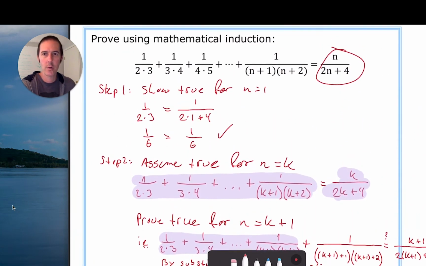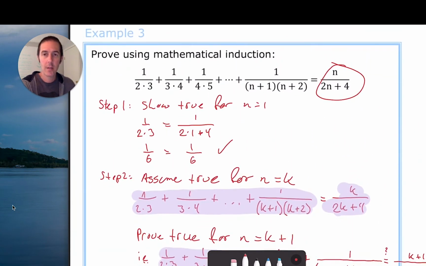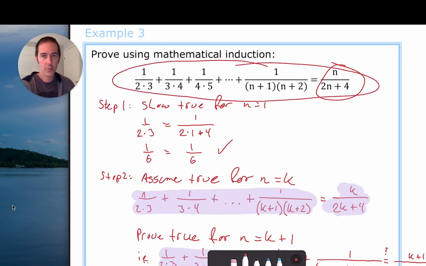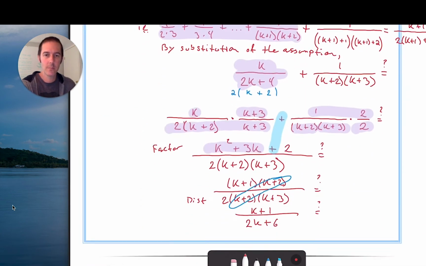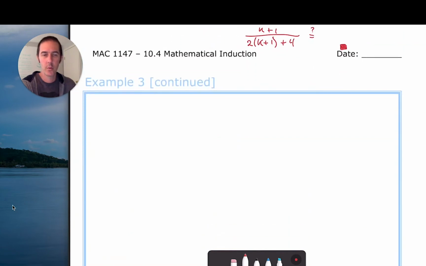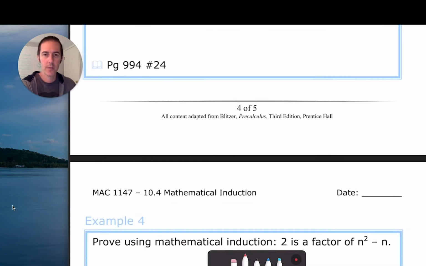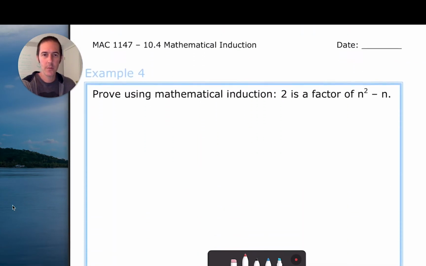What's been shown? It's been shown that this statement is true for all n values that are integers. All infinitely many of those statements are true, or would be true, or will be true, however you want to say it. That's pretty impressive.